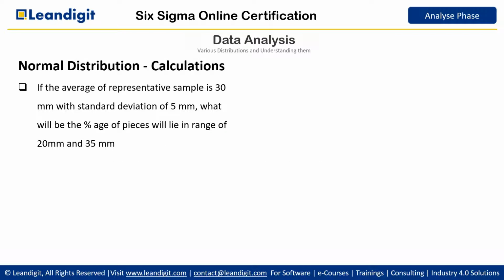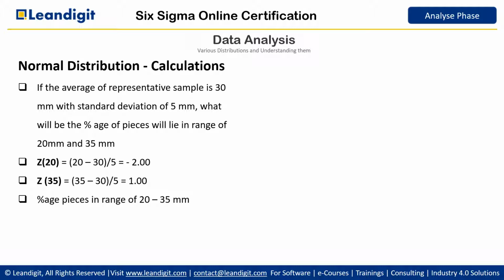Now we will understand normal distribution calculations. If the average of the representative sample is 30 and its standard deviation is 5, we want to calculate what percentage of pieces will lie in the range of 20 to 35 mm. So we know Z20 is minus 2, Z35 is 1. Now we'll calculate the percentage of pieces between 20 and 35. We'll first calculate the area to the left of 1, because 1 is the higher value, then we'll subtract the area to the left of -2, and then we'll get the area between 20 and 35.